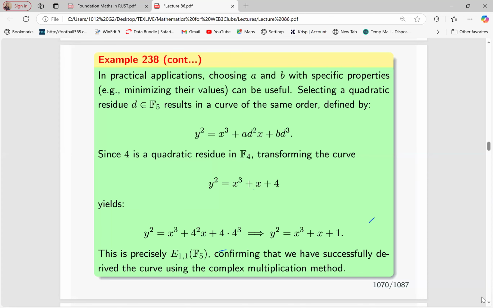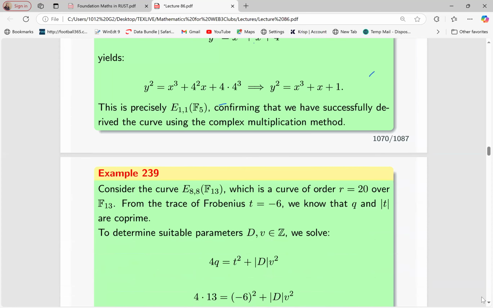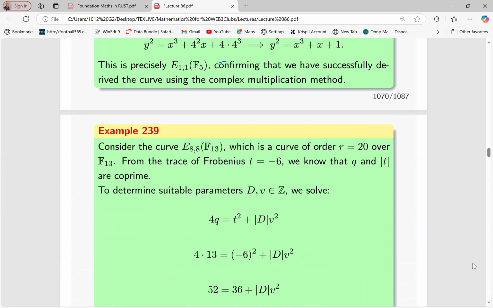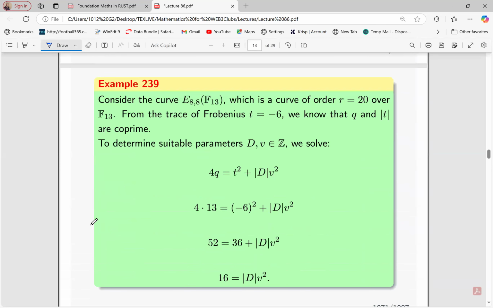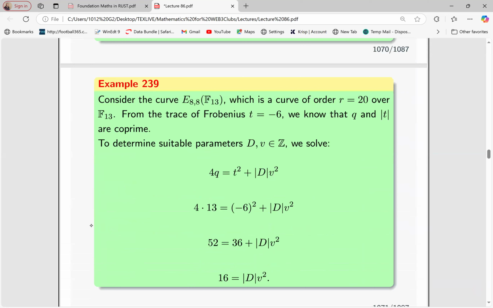Now, because of time, I wanted to look at this other example. These are long examples. We know what this elliptic curve is: y squared is x cubed plus 8x plus 8. But we want to assume we don't know it, and so we want to look for it. One thing we know is that it has 20 points and that it is on the field F13.